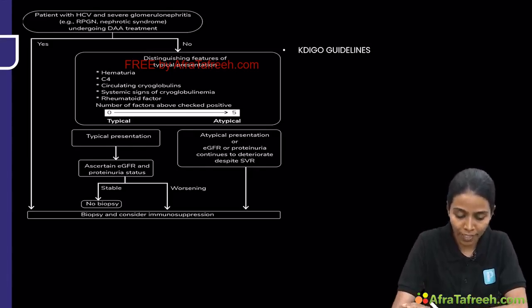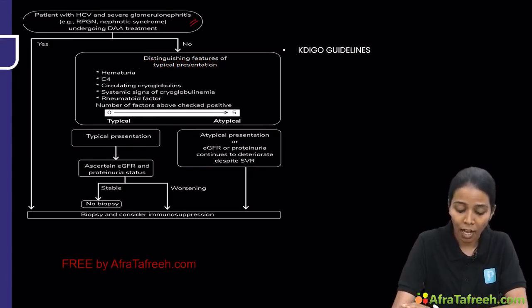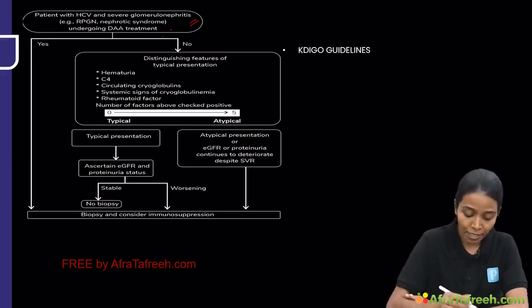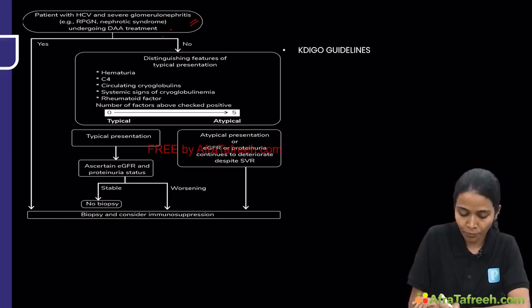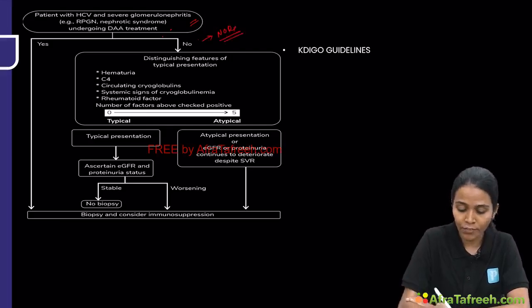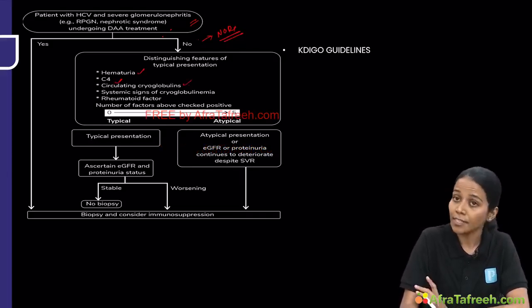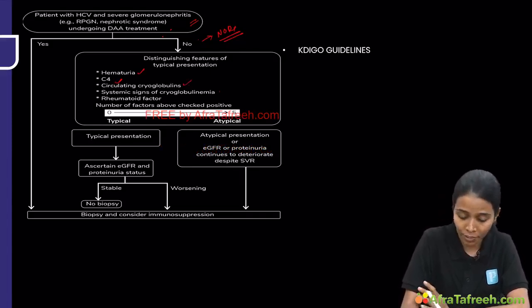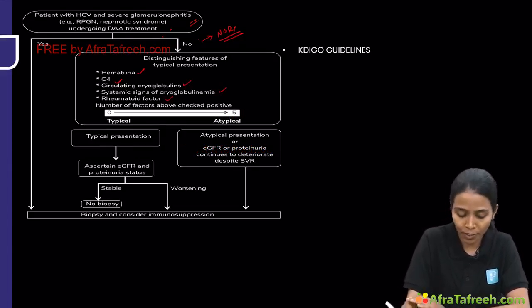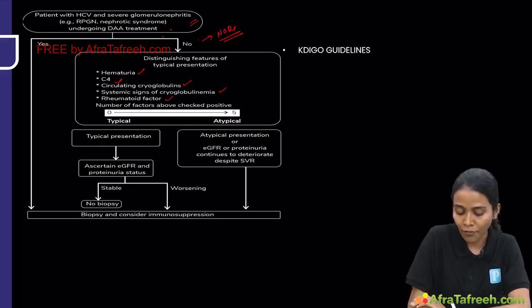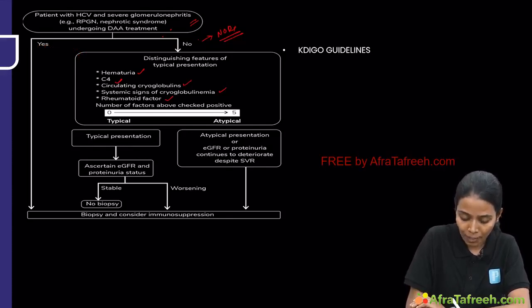So if you have a patient with HCV and glomerulonephritis like RPGN or nephrotic syndrome who are undergoing DAA treatment already, then you consider biopsy and immunosuppression. But if they are not undergoing treatment, that is no treatment, then you see if there is distinguishing feature of typical presentation like there is hematuria, reduced complements, cryoglobulins, systemic signs of cryoglobulinemia like rashes, purpura, rheumatoid factor positivity. Okay, so you see if the number of factors which are checked above are positive.